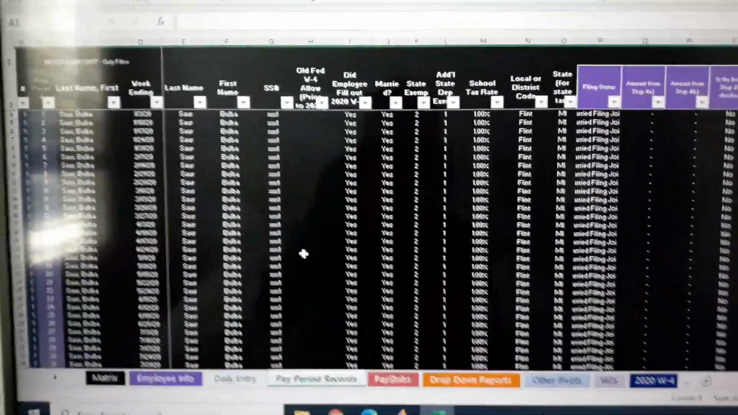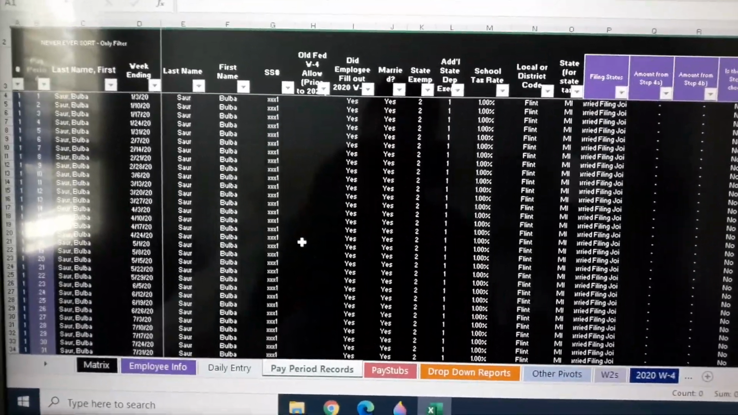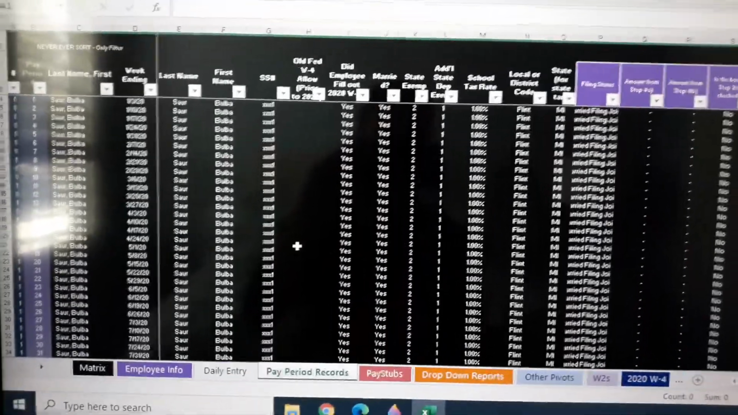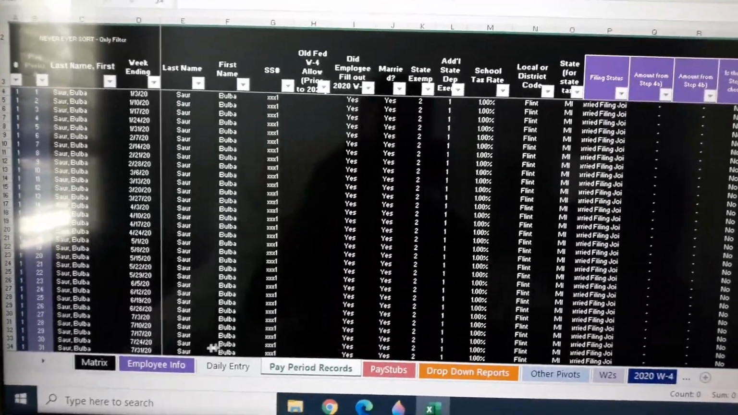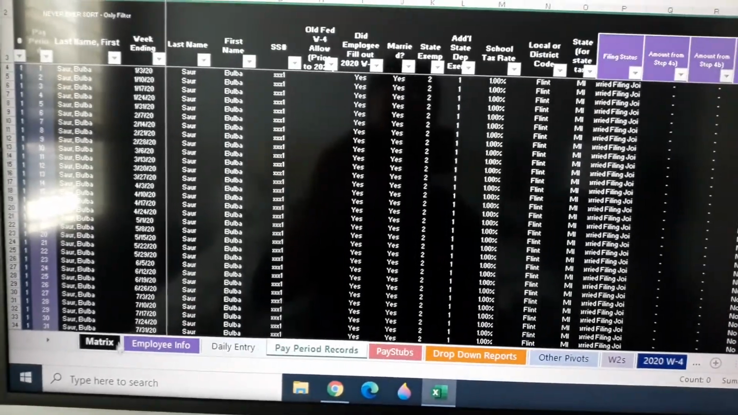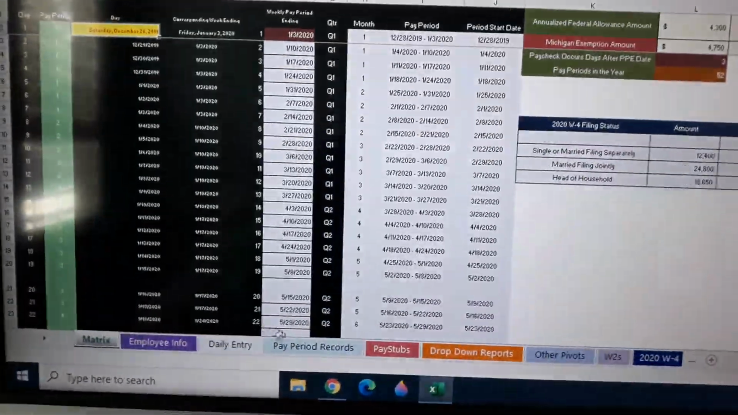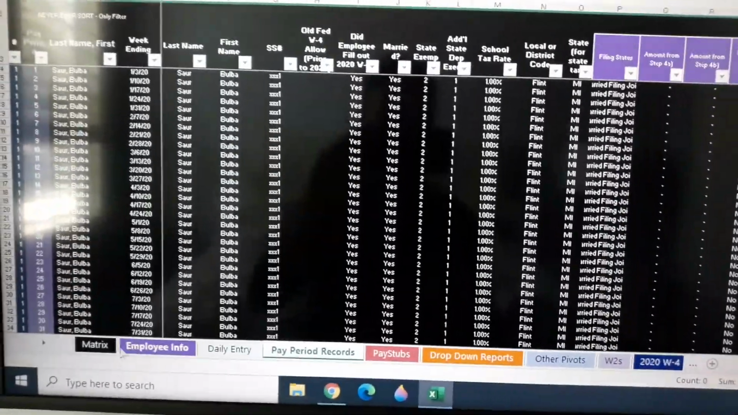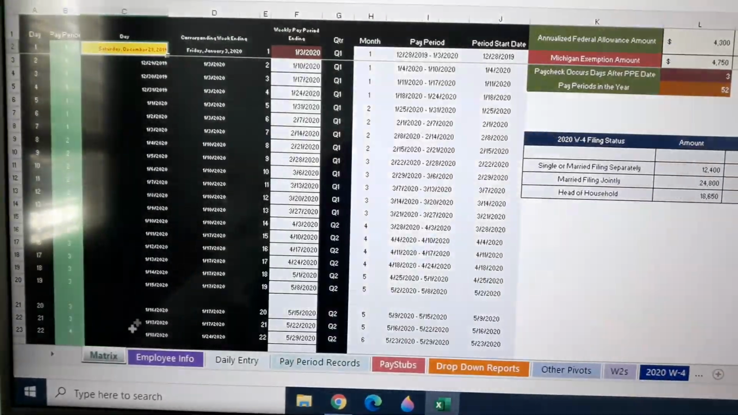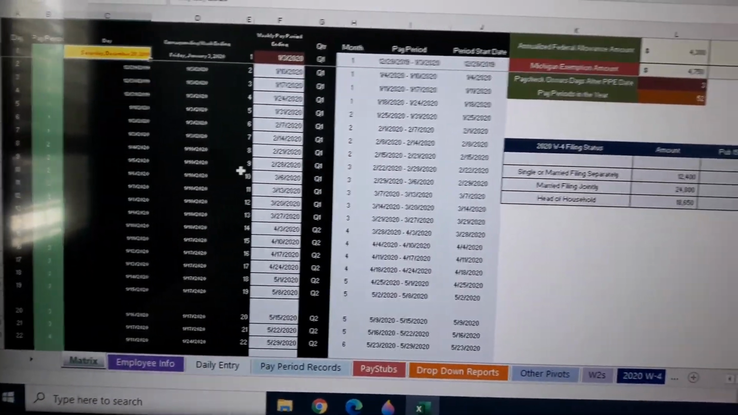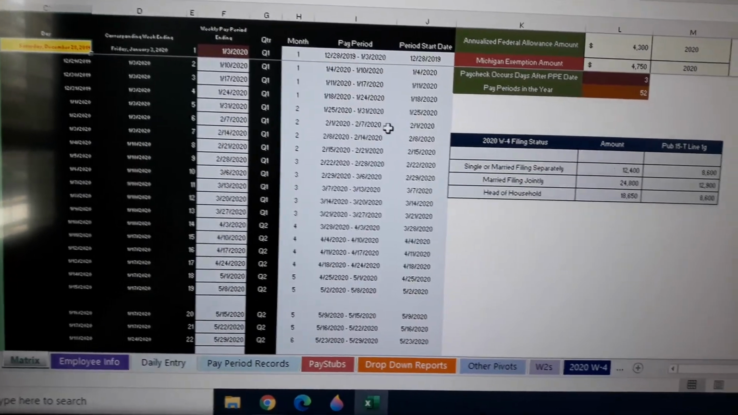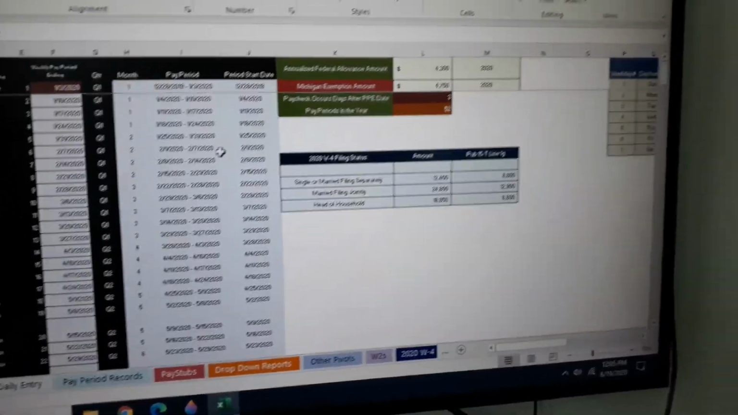But what I do want to talk about here is in the pay periods record sheet. If you need to alter things, we're talking about really two sheets that are connected. There's a matrix sheet and a pay period record sheet. And a lot of times people want to change the duration of the pay period or change the pay period frequency. The file can do that.